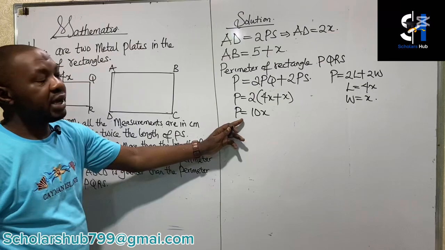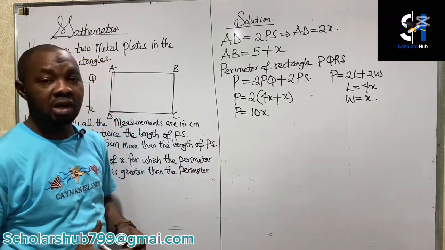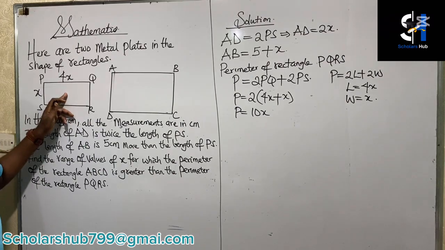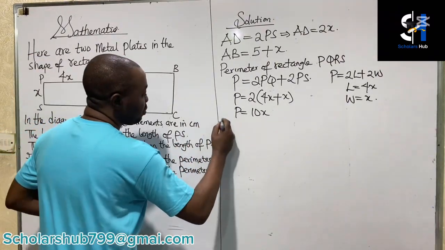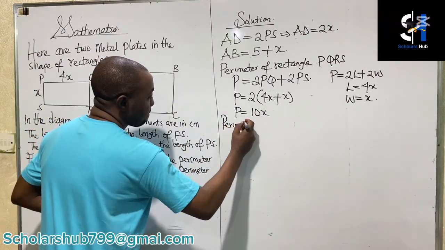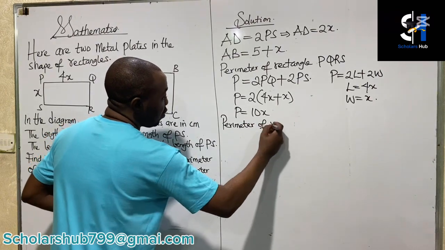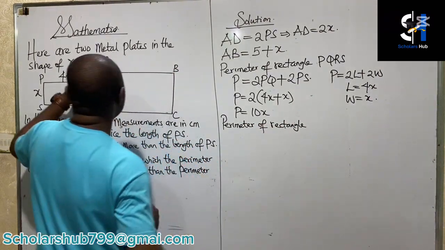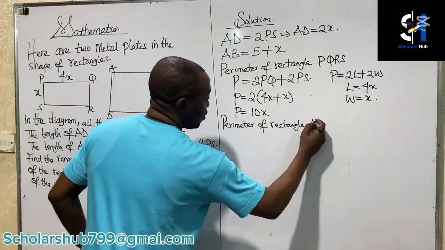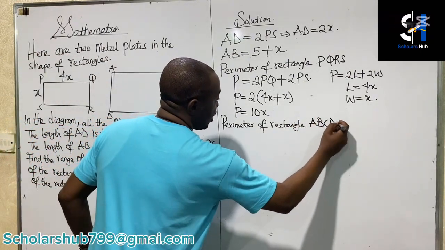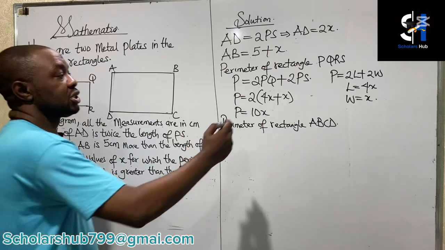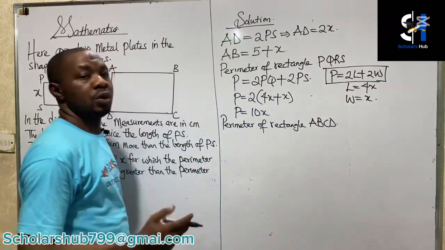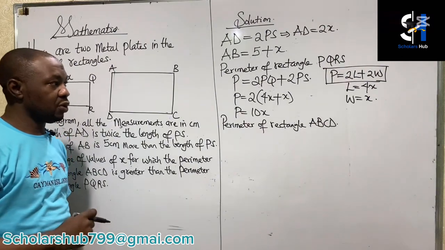10x. So this is the expression for the perimeter of rectangle PQRS, which is the first metal plate. Now also the perimeter of rectangle ABCD. Now we are using the same formula, P equals 2 parentheses length plus width.